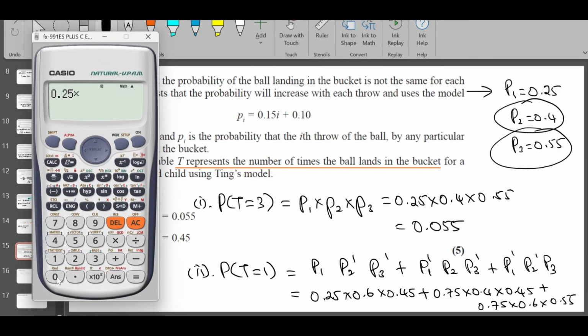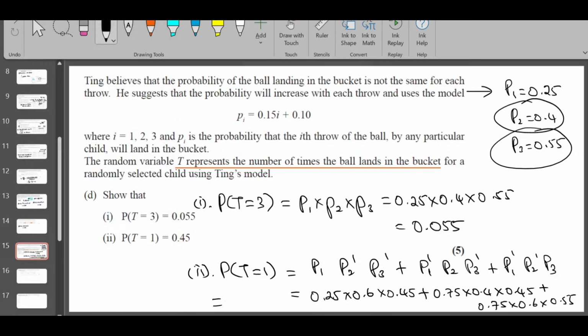We need to calculate this: 0.25 times 0.6 times 0.45, plus 0.75 (P1 complement) times 0.4 times 0.45, plus 0.75 times 0.6 times 0.55. We got the answer already. It equals 0.45, which is what they wanted us to prove. That's all. Let's move on to the next part.